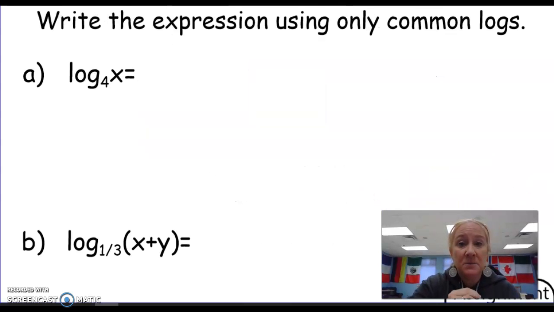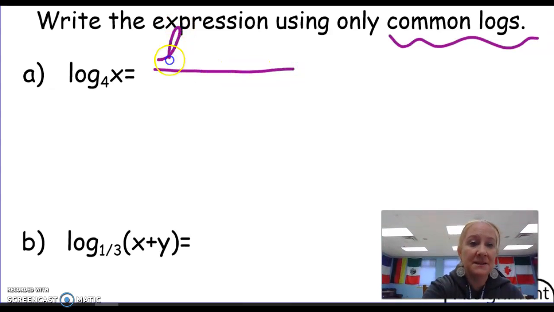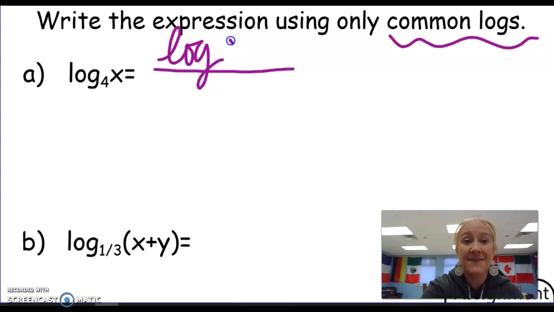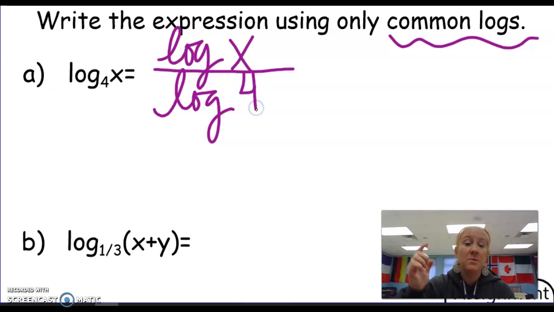So write the expression using only common logs. So it's super important that we answer the question that they're asking. So it says common logs. So that means I'm just going to have log of x on the top and log of 4 on the bottom. So you'll use this when you're solving exponential equations quite a bit.